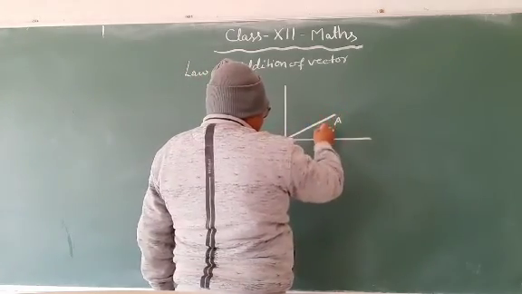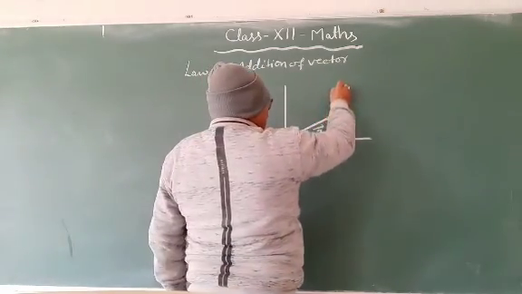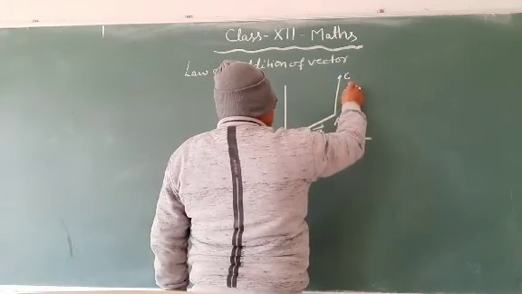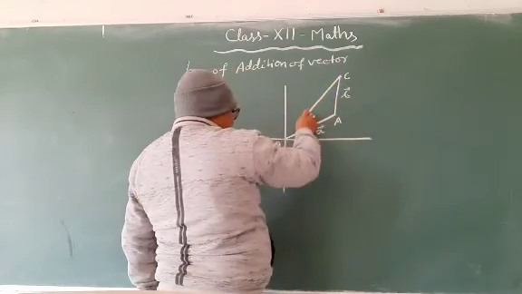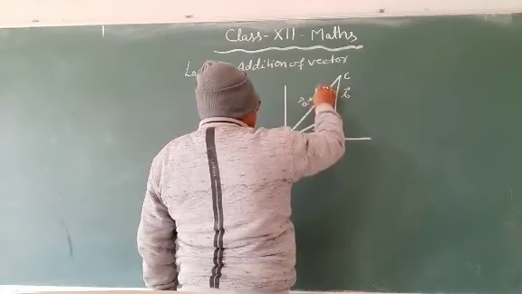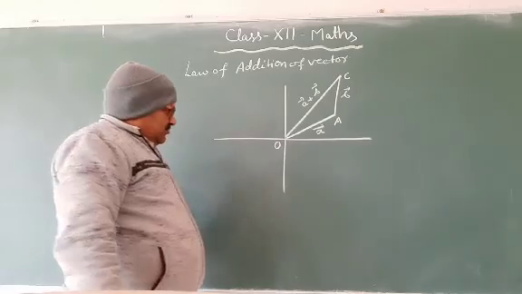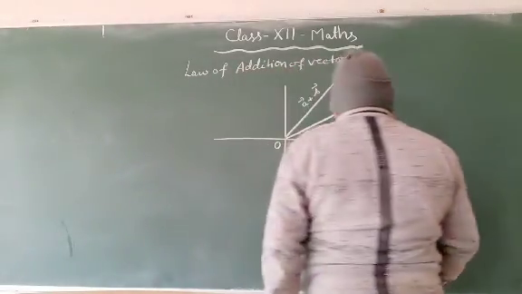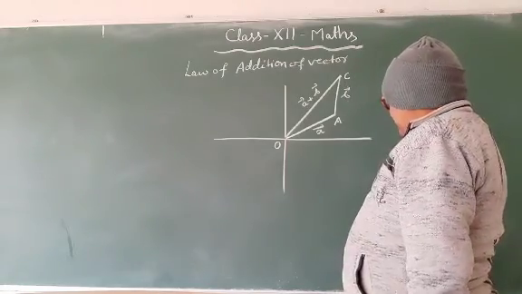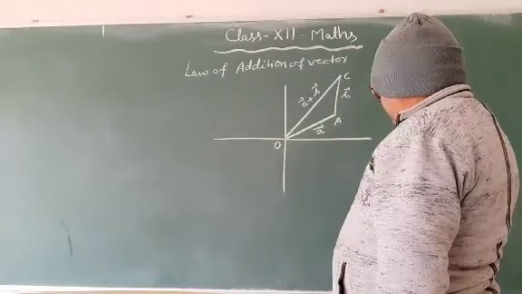Now OA is a vector A and AC is a vector B. Now the OC is the vector A plus vector B. OA is the vector A and AC is the vector B. Now the sum of vector A plus B is equal to the OC.